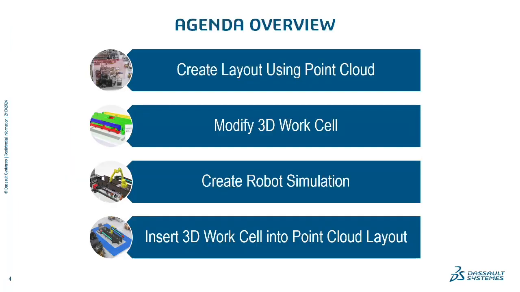So, a quick agenda overview. I'll show you how to create a layout using point cloud, a very small data set based on a real use case, but we didn't use customer data. They didn't want their data reused, but we're using some of the same theories. So we want to modify and verify that we have room on our shop floor in order to install a new cell. And then, how do you modify a 3D work cell?